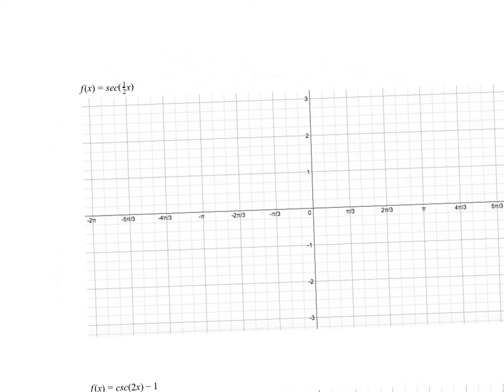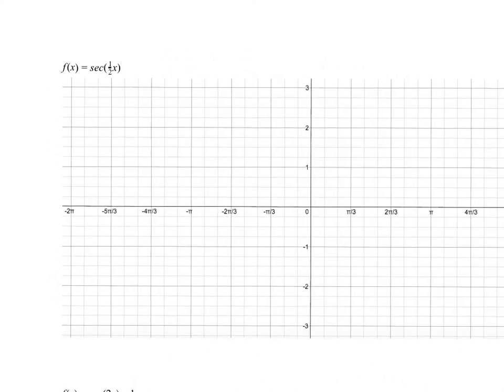All right, let's look at this next one, which is f of x equals secant of half x. Now remember, the typical period for secant is 2 pi, so we're dividing it by that number b in front of x. So 2 pi over 1/2 is 2 pi times the reciprocal, 2 over 1, which is going to be 4 pi. So this is going to have a much longer period.